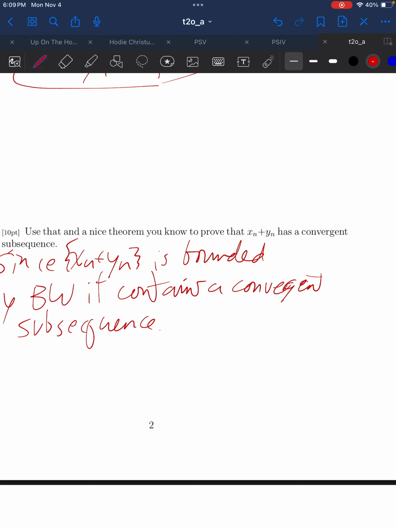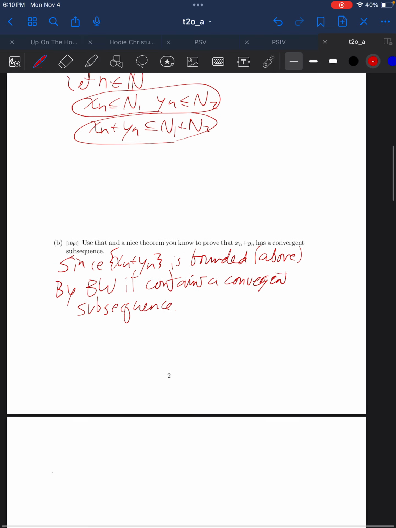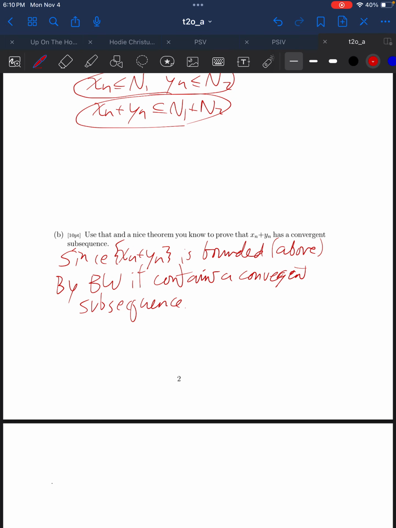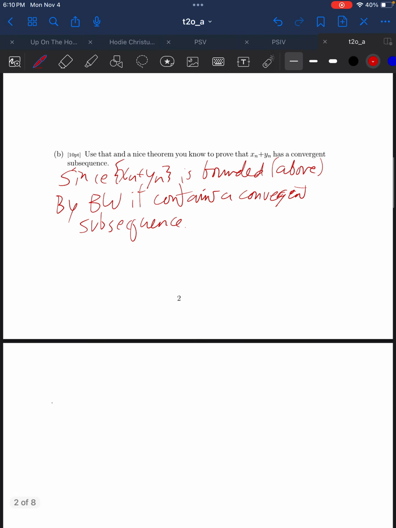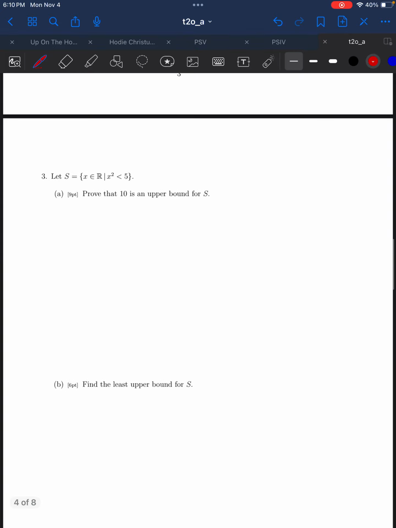Now, unfortunately, it's only bounded above. If you try, you will easily come up with an example of a sequence that is bounded above, but does not contain a convergent subsequence, because it's not bounded below. So this was a mistake. Most people got this just fine. I am sorry for that mistake. And of course, this wasn't quite correct, but it was what I was looking for, so of course I gave it full credit.